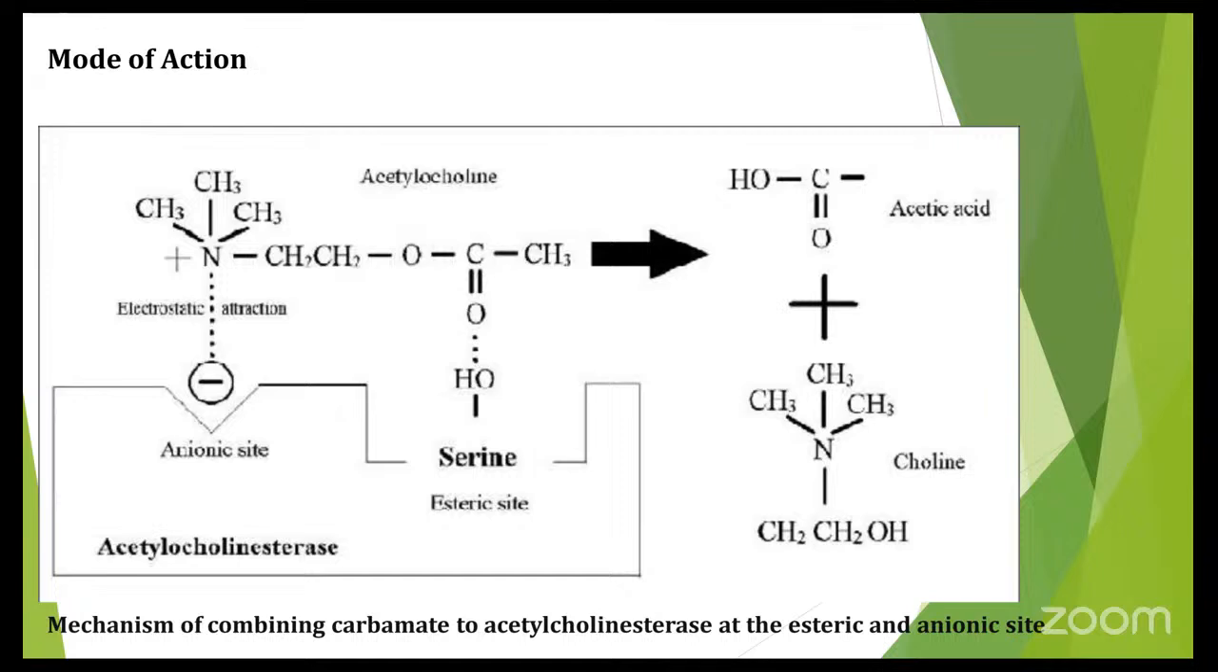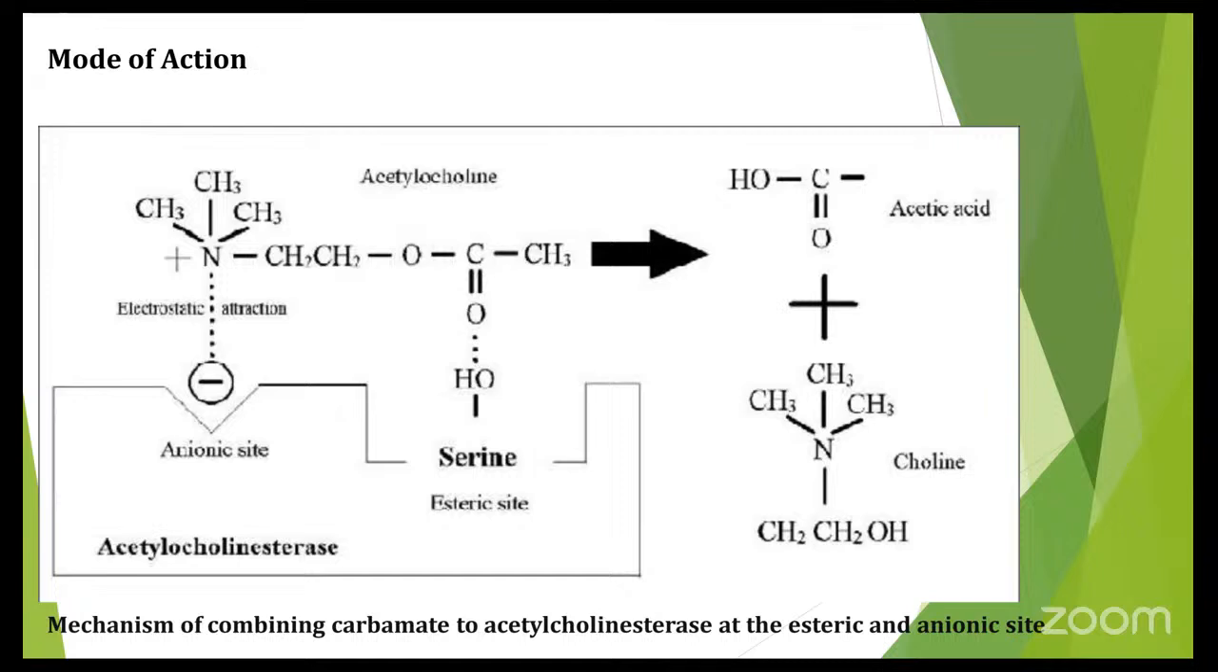So when a carbamate insecticide enters the synapse, it competes with acetylcholine for the active site on the enzyme. You can see here that acetylcholine is there, and there will be an active site. This carbamate competes with the acetylcholine for the active site on the enzyme. The insecticide then binds to the enzyme and forms a complex with it. This complex is reversible, and the enzyme can be dissociated from the carbamate.